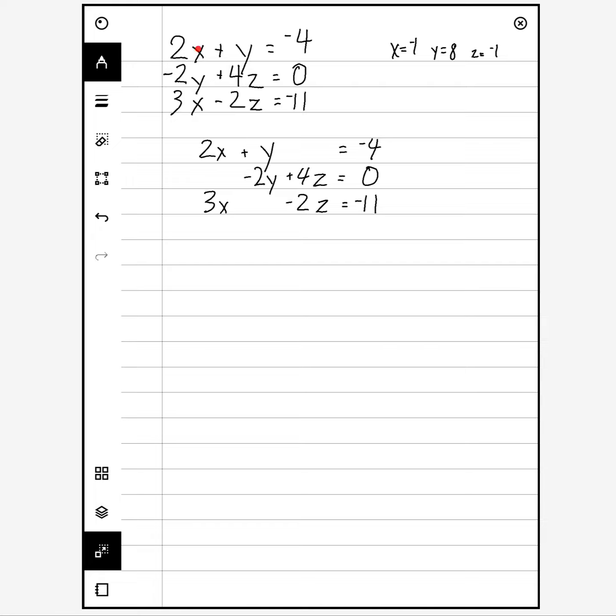We have the first one being 2x plus y equals -4. We have -2y plus 4z equals 0. And then we have 3x minus 2z is equal to -11.